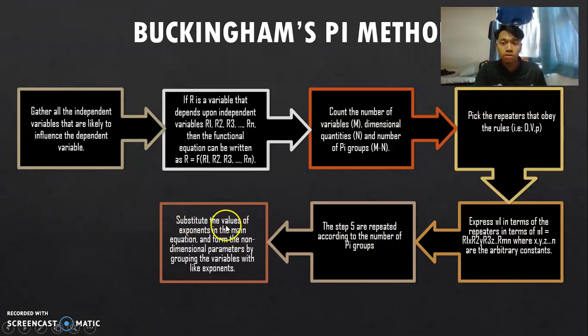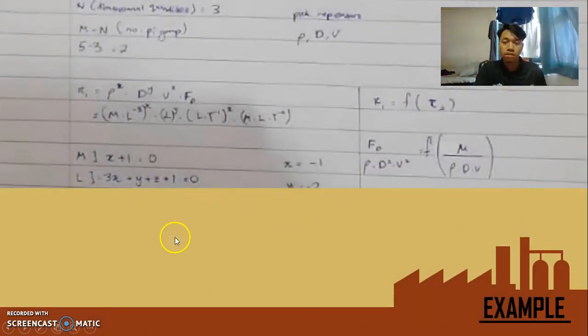Finally, substitute the values of exponents in the main equation and form the non-dimensional parameters by grouping the variables with like exponents. So here is an example for Buckingham's pi method.